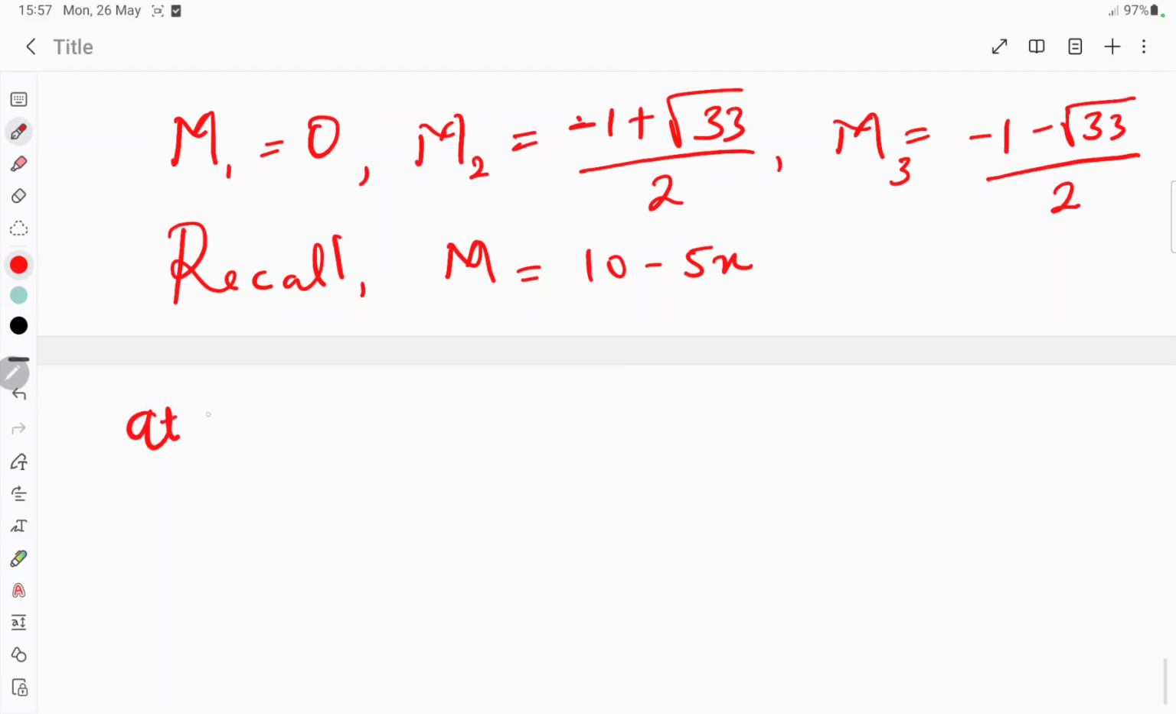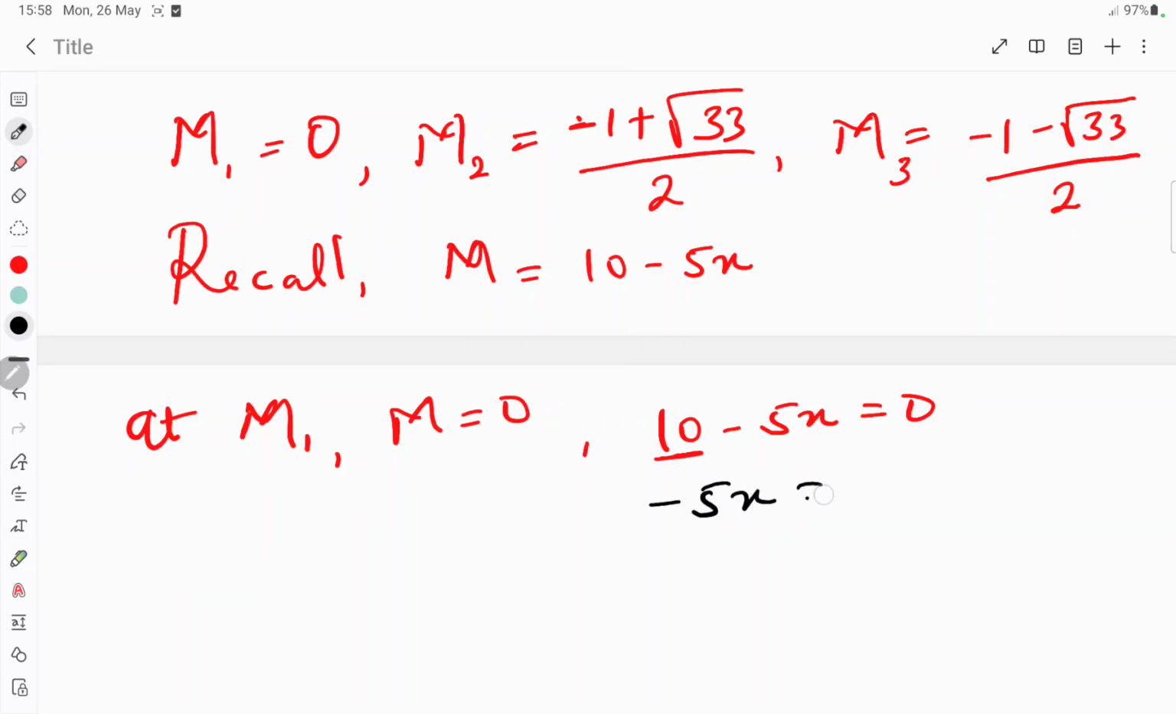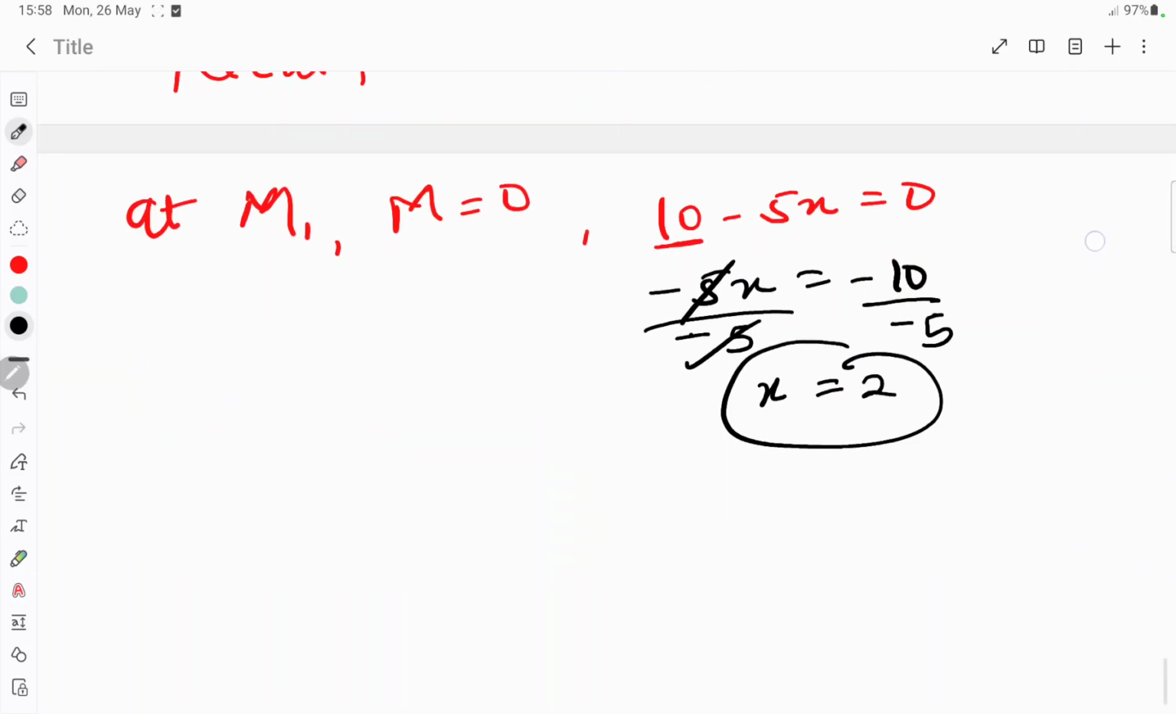At m1, we have m equal to 0. So we have 10 minus 5x is equal to 0. To get the value of x, we subtract 10 from both sides. So if you subtract 10, minus 5x is equal to minus 10. To get the value of x, you divide by minus 5 on both sides. When you do so, you understand that x is equal to 2. So x is 2. Good.